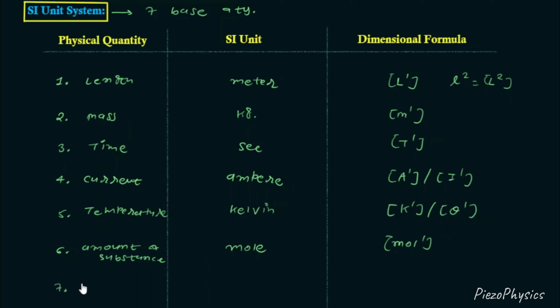Seventh fundamental quantity is luminous intensity. Its SI unit is candela and dimension for candela is CD power 1, right? So these are the seven different fundamental quantities of the SI unit system which we are going to use in our high school physics.